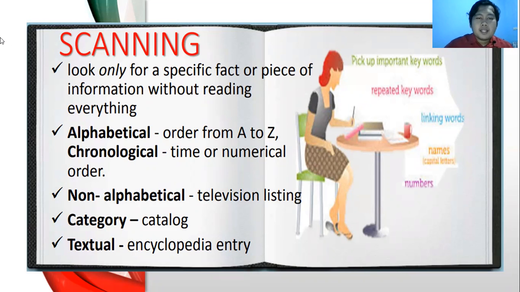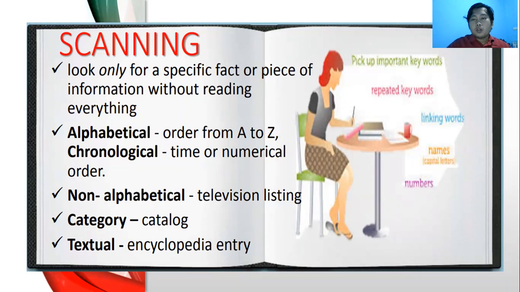Okay, so alphabetical order from A to Z, chronological time or numerical order. So there is a pattern for this. Non-alphabetical or television listing, category or catalog, and textual entry. Again, you are just reading for a specific fact, for a specific piece. You are not required to read everything. You are just looking for the specific piece of information.